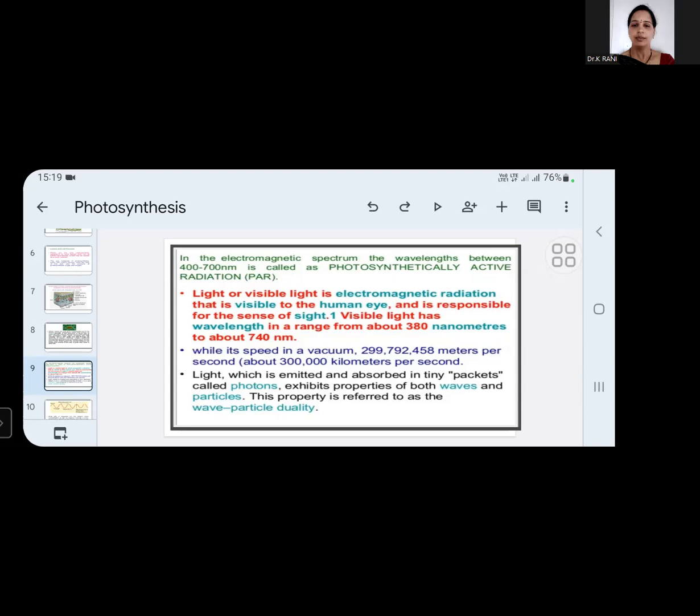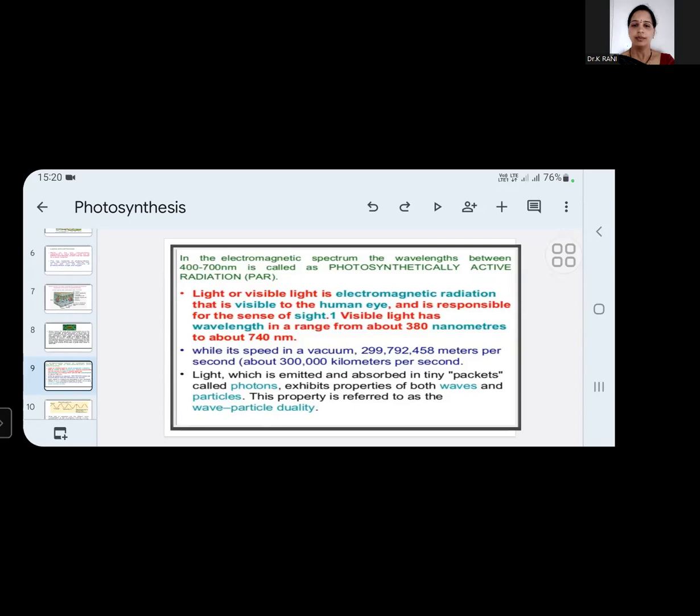The visible spectrum is composed of red, orange, yellow, green, blue, indigo, and violet. In reverse, VIBGYOR: violet, indigo, blue, green, yellow, orange, and red. So what is the wavelength? 350 to 780 nanometers is the PAR, photosynthetically active radiation. That is visible to the human eye, and it is responsible for the sense of sight. The visible light has a wavelength in a range from about 380 nanometers to 740 or 750 nanometers.